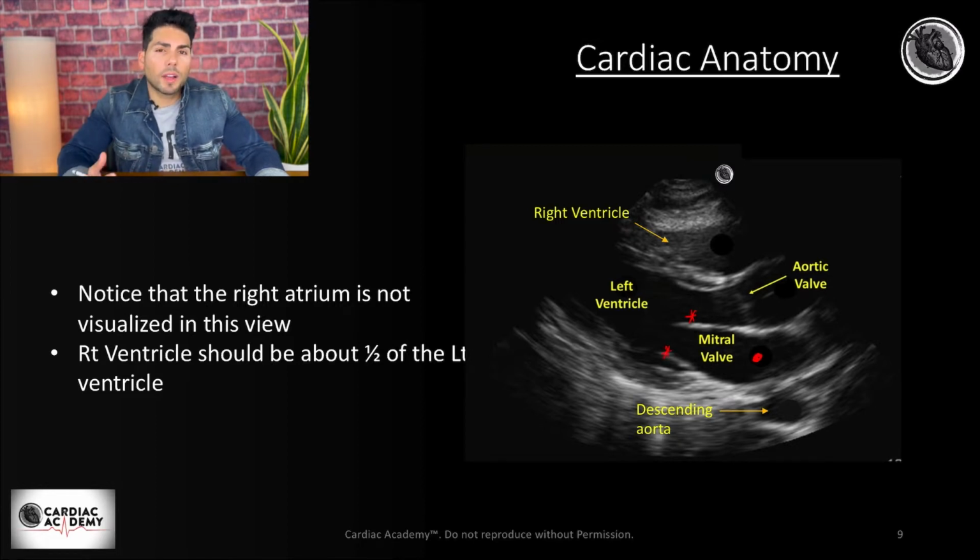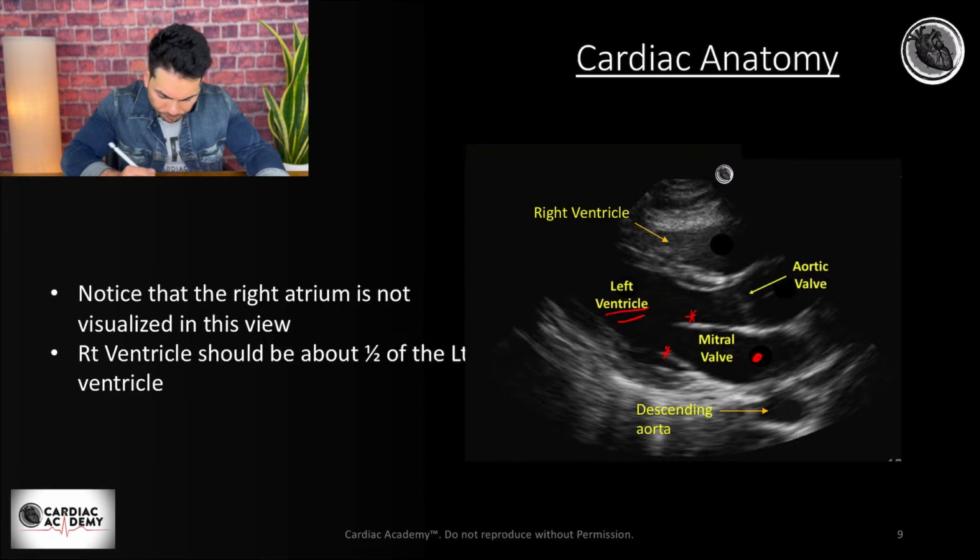Once I identify the left atrium, then I go ahead and look for the left ventricle, which we can see right here. And on top of the left ventricle, we have the interventricular septum, which is right here. And it divides the heart into left ventricle and right ventricle. So on top of it, we have the right ventricle.